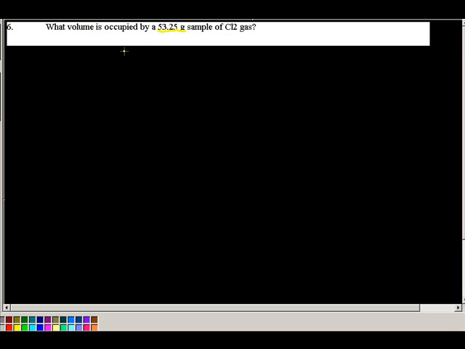So what's happening is we're given 53.25 grams. Now we cannot go directly to volume. Instead, we're going to convert grams into moles and then convert moles into liters. Now that makes this a two-step problem. This is step one, converting grams to moles, and then step two, we're going to have to convert the moles to the liters.